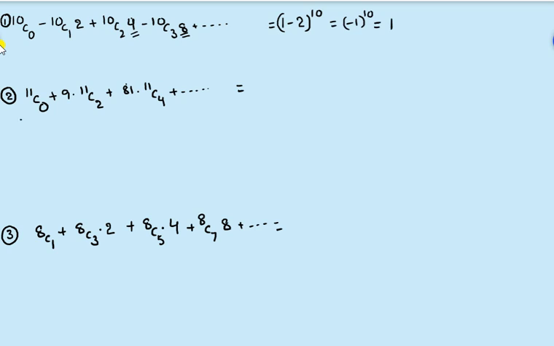But what about here? 11C0, here 11C2 into 3², 11C4 into 3^4. So what to do?